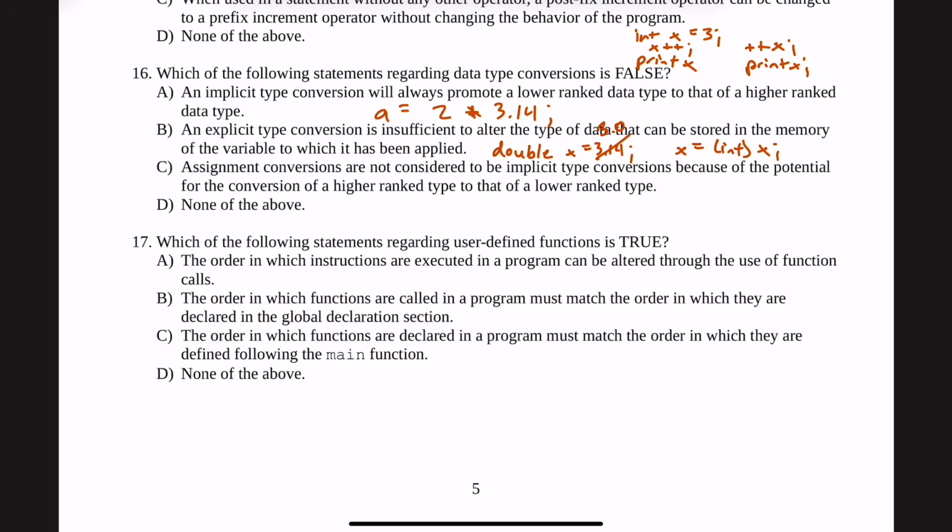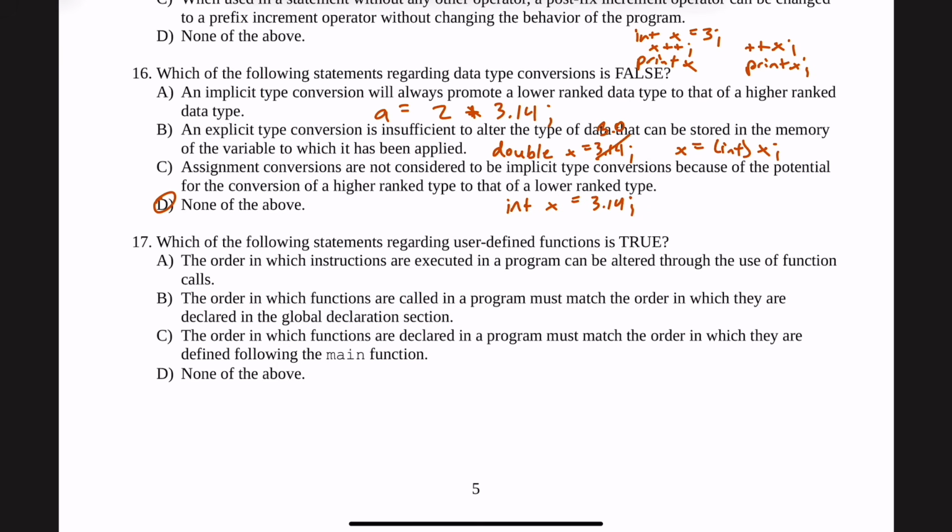C, assignment conversions are not considered to be implicit type conversions because of the potential for the conversion of the higher ranked type to that of the lower ranked type. So this one's going to be true as well. If we have int x is equal to 3.14, 3.14 is a double, but we have to make the right-hand side match the left-hand side. So we're going to demote 3.14 to be integer, or 3. So therefore the answer is D, none of the above.